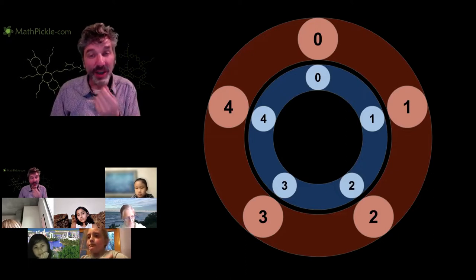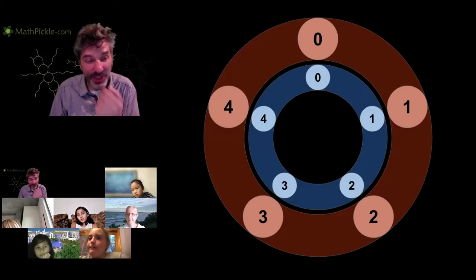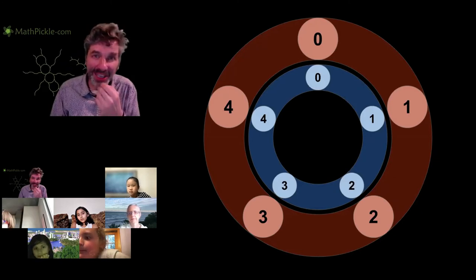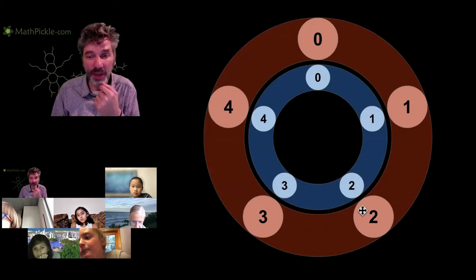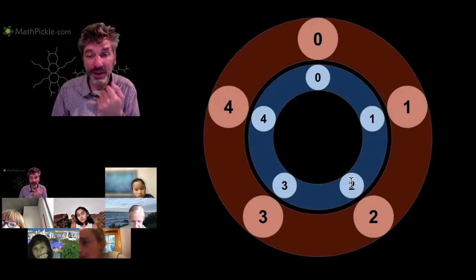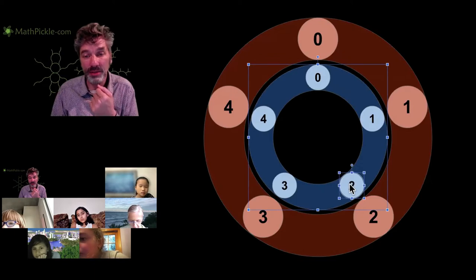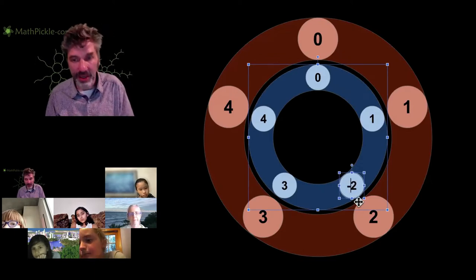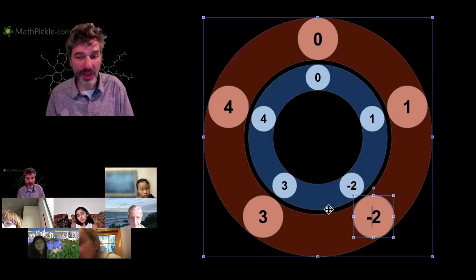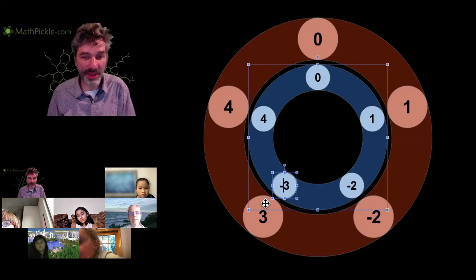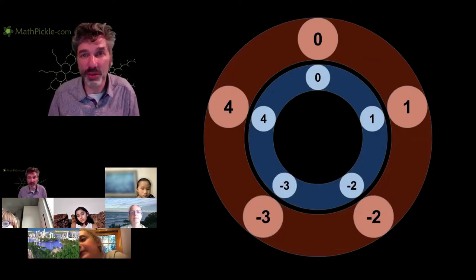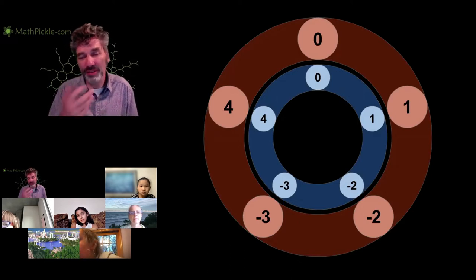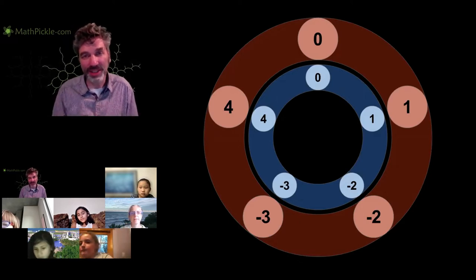Okay, so what input do you have? The only input that you have in this puzzle is to decide if each of these is negative or positive. Okay, so I could put a -2 here, for example. I have to put a -2 on the outside. I could put a -3 here and a -3 here. So I can choose any number of these minuses and pluses.